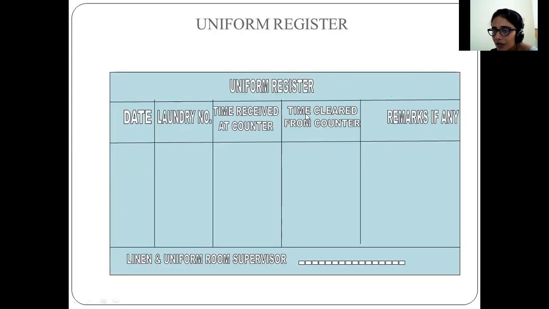Then we have to maintain a uniform register, as in the housekeeping department. Date, laundry number, time received at counter, time cleared from counter, remarks if any. Whosoever is taking care of the uniforms, the linen and uniform room supervisor, has to maintain this uniform register. We maintain this kind of register every day, whenever we are exchanging the uniforms, students.